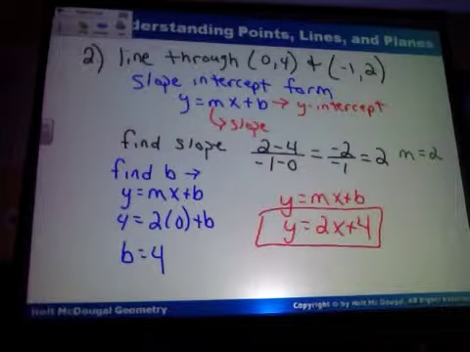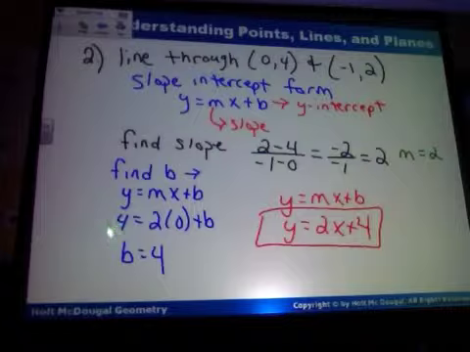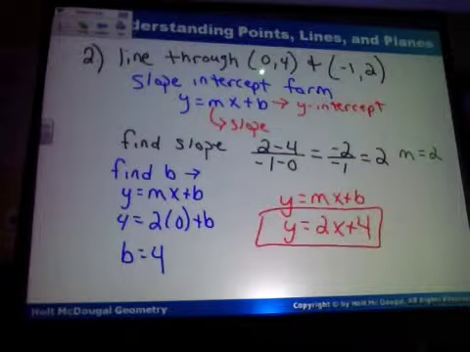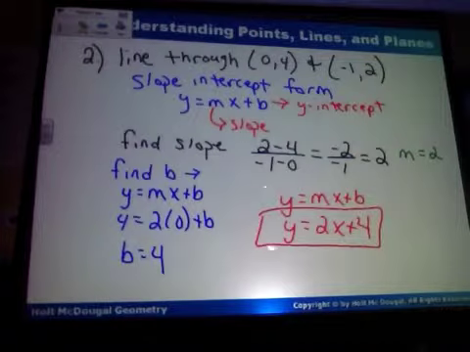Once you know what your slope is, to find out what b is, the y-intercept, we can substitute 0 in for x and 4 in for y. Simplify this equation here, and your y-intercept is 4. Also, if you go back to the problem, anytime your x-coordinate is 0, then your y-intercept is going to be what that y-coordinate is. Then we're going to substitute into our slope-intercept form. Therefore, our slope is 2 and our y-intercept is positive 4. So this right here is your answer.